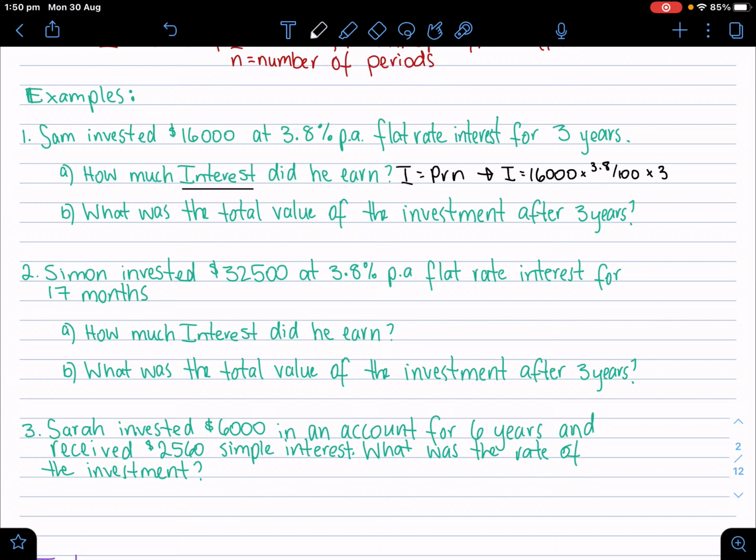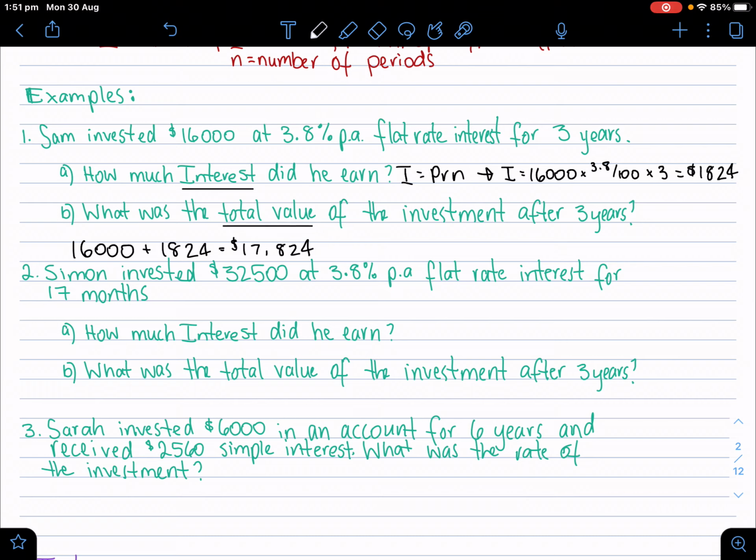So when we type that into the calculator, we get $1,824. That's how much interest he earns. The next part of the question says, what was the total value of the investment? So not only is he going to have the original 16,000 that he had, but he's also going to have the interest in there. So it's going to be the 16,000 plus the interest, which is going to equal 17,824. So two different types of questions there. Let's move on to question 2.